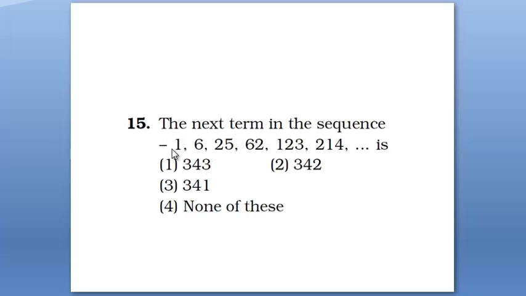1 cube is 1, and 1 minus 2 gives you minus 1. 2 cube is 8, 8 minus 2 gives you 6. 3 cube is 27, 27 minus 2 gives you 25. 4 cube, 64, 64 minus 2, so this is 5 cube minus 2, this is 6 cube minus 2, and obviously this is going to be 7 cube minus 2, and 7 cube is 343. 343 minus 2 will give you 341, which is your answer.